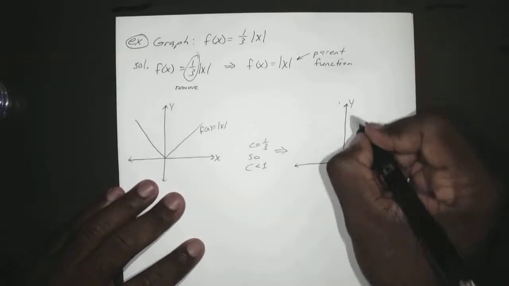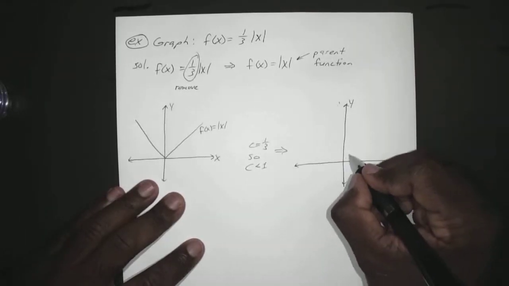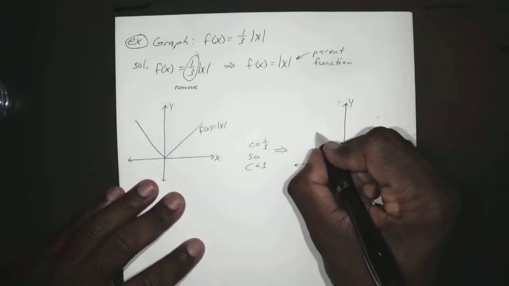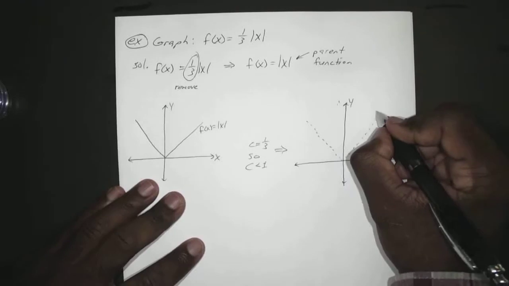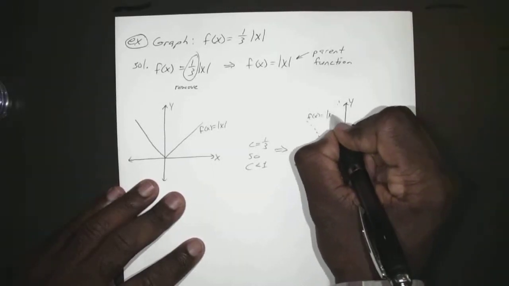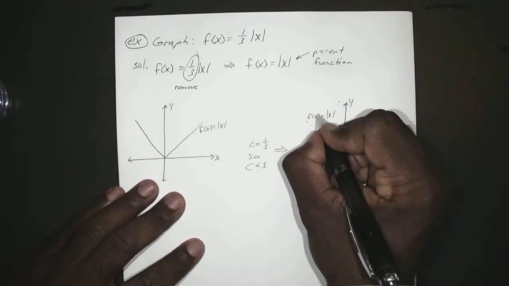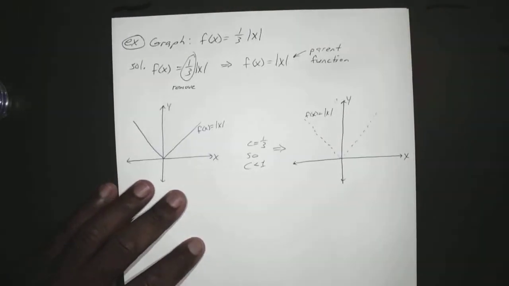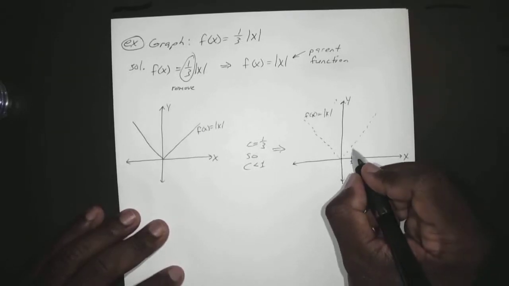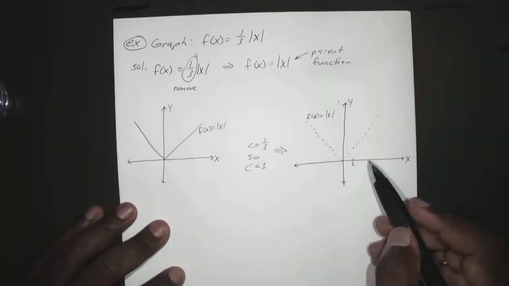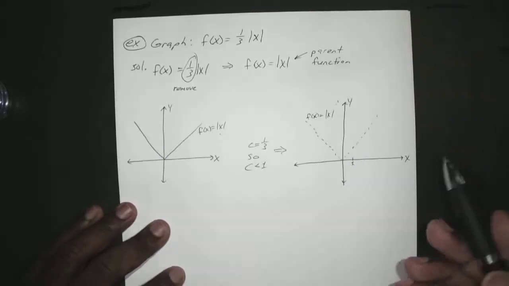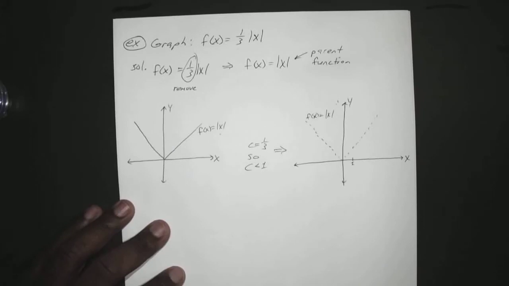We have our x and we have our y, and we have a dotted outline as to where absolute value of x is. So this is our f of x equals absolute value of x. Okay. So remember, just like before, if you were to plug in x equals 1, y would equal 1. If you plugged in x equals 2, absolute value of 2 is 2, so y would equal 2, and so forth and so on and so on.